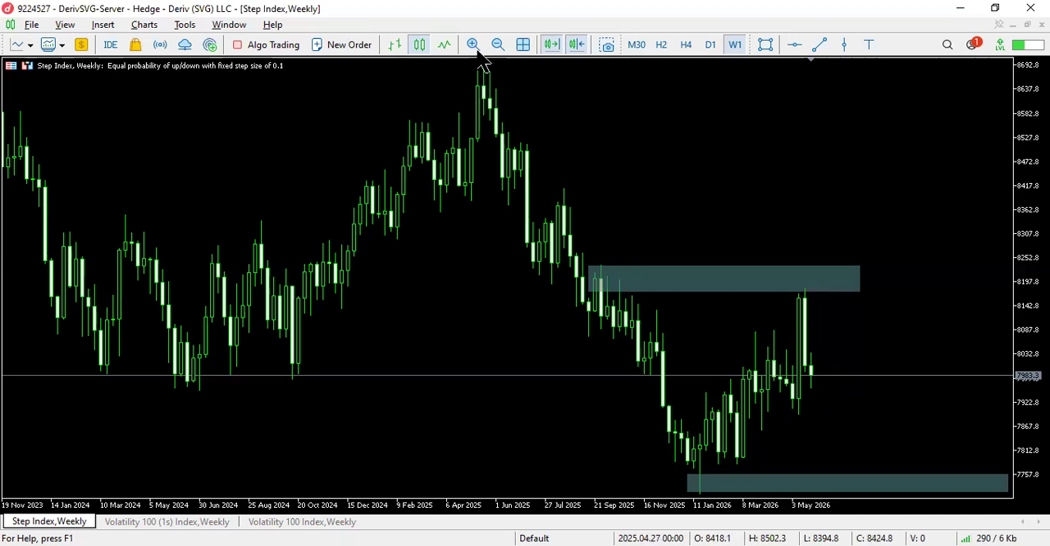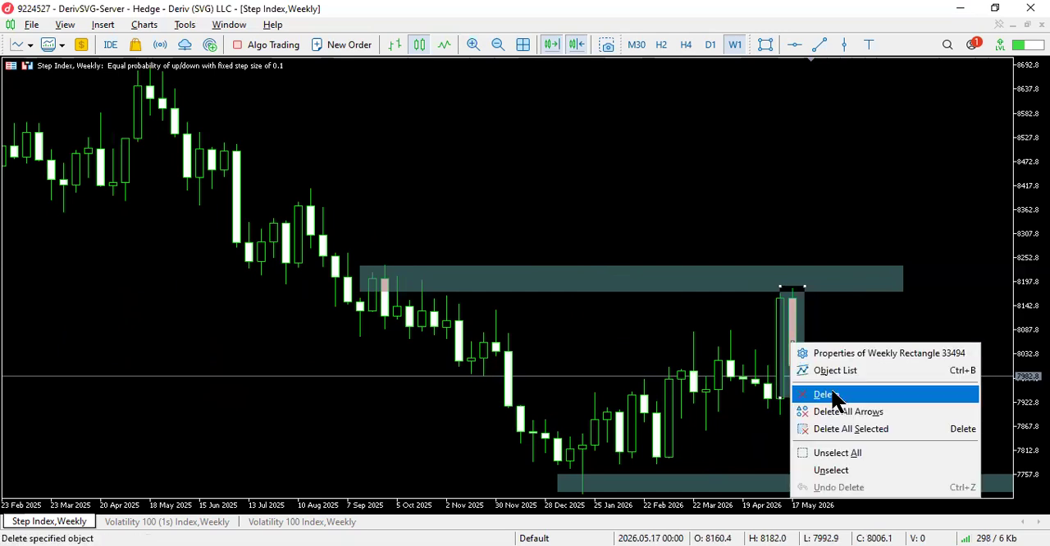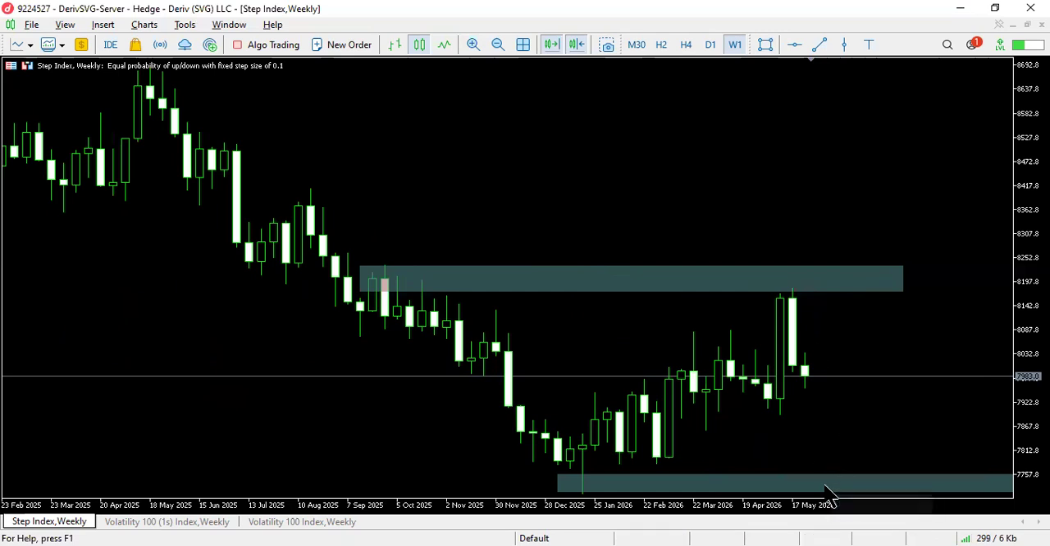Therefore, from the weekly time frame, our bias is very clear. We are going to be looking for selling opportunities as price formed these two highs up top to indicate the sellers are in control of the market. We're going to be looking for selling opportunities from that level until this demand level.